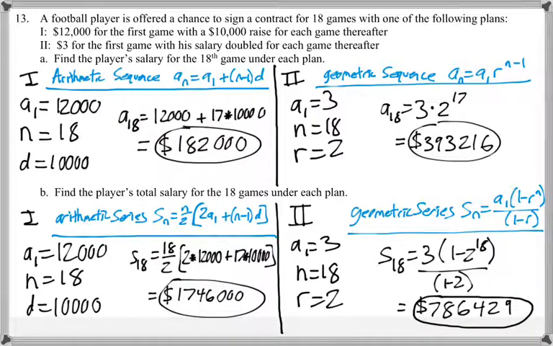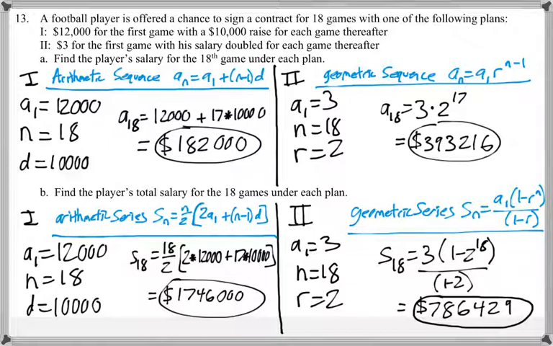So under Plan 2, the 18th game itself is a lot bigger than the 18th game for Plan 1. But the total salary under Plan 2 is less than the total salary for Plan 1. And this is really because we started out so small in Plan 2. We started at $3, and then if you double that, that would be $6. So it starts off so small, and even though it works up to be a very large number in the 18th game, it still hasn't made up for it for the total salary.